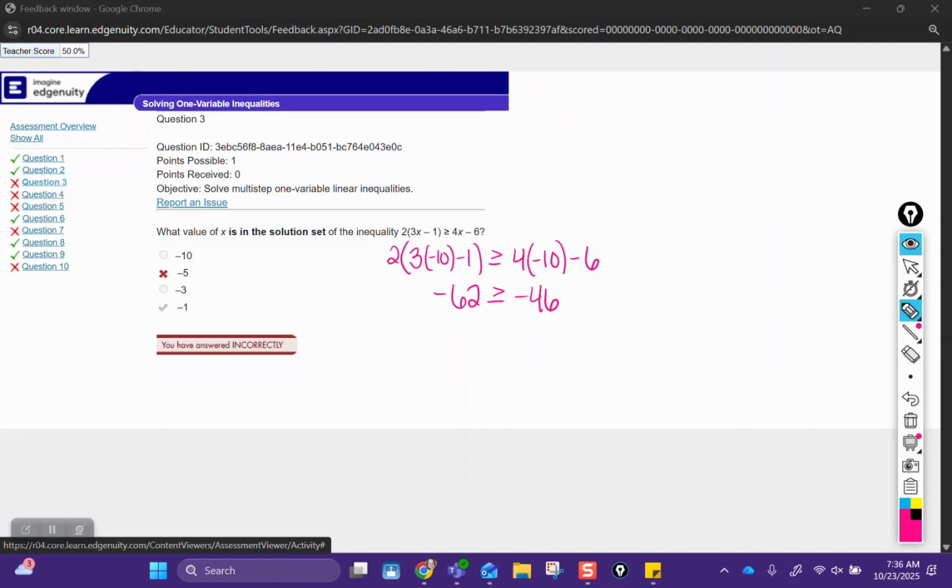So we get this statement that reads negative 62 is greater than or equal to negative 46. That is not true. So that means that negative 10 is not in the solution set. And you can see that it wasn't anyway because it wasn't the answer. So now let's actually take this inequality and solve it, because in my opinion, that's the faster way to figure out these answers. I don't want to plug in all 4 of those numbers, especially since in this case, it's the very last one that works. So you would have to do all 4 of them.